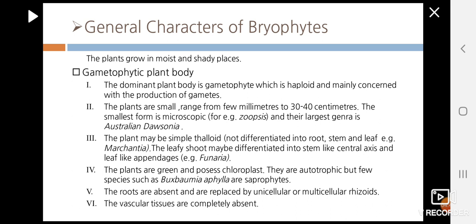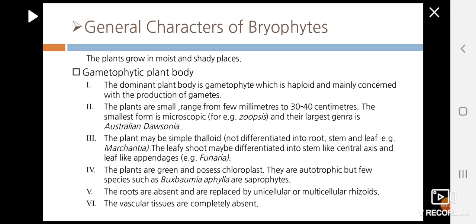The dominant plant body is the gametophyte, which is haploid and mainly concerned with the formation of gametes. It is independent. Now the plants range from very small microscopic, an example of this is Zoopsis, to a few 30 to 40 centimeters in length, like Australian Dawsonia, which ranges from 40 to 70 centimeters in length.